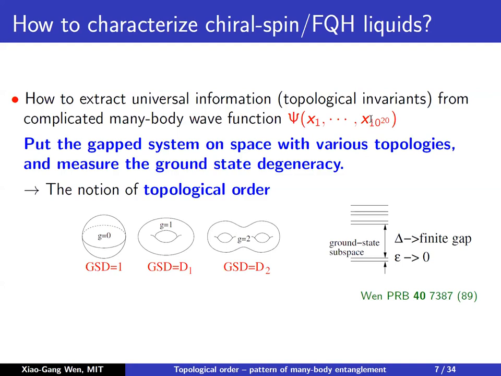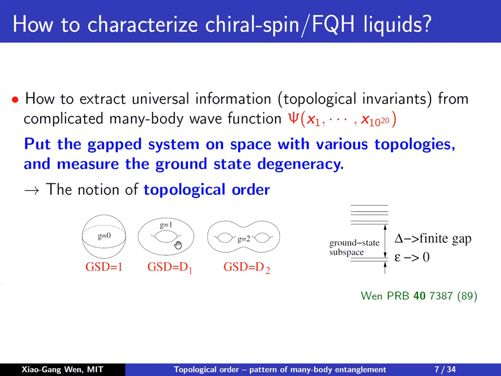Because topological order really is a property of the many-body wave function. It's a wave function with 10 to the 20 variables, so it's extremely complicated. We don't know what to do. However, one way to proceed is to put this many-body wave function on spaces with different topology and measure the ground state degeneracy.